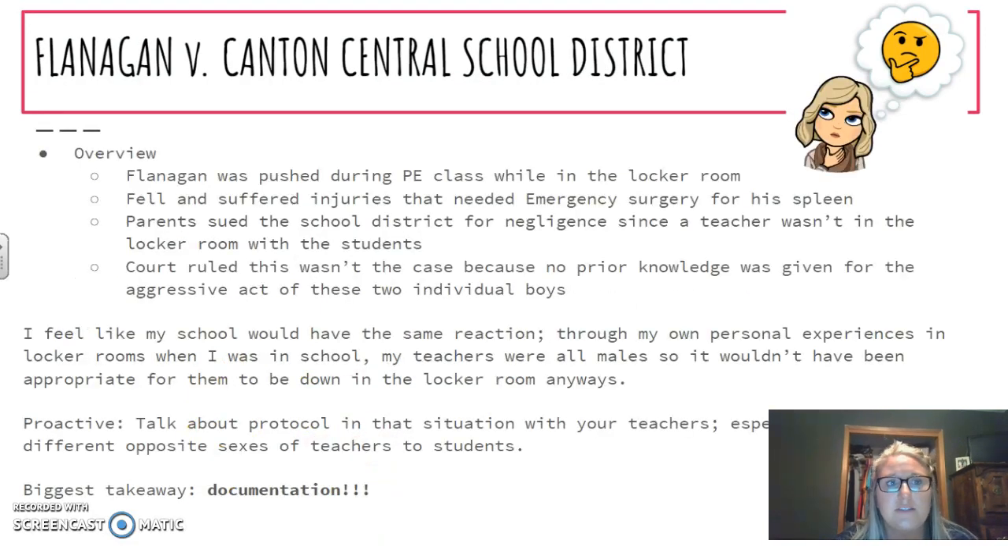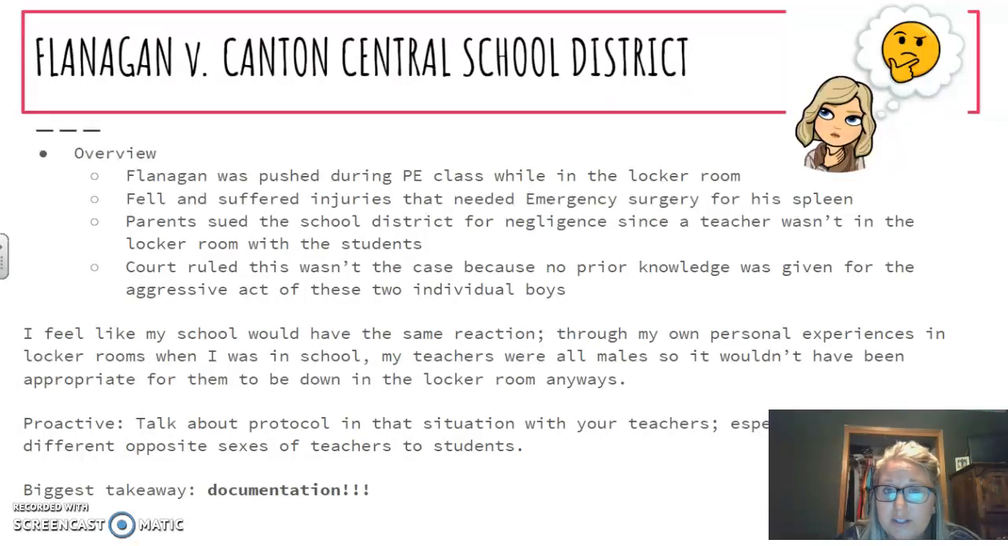And the final one is Flanagan versus Canton Central School District. A student was being pushed during PE class while in the locker room. They fell and suffered injuries that needed emergency surgery for his spleen. The parents sued the school district, saying that the teacher wasn't in the locker room with the student, so that was negligence. But the court ruled this wasn't the case because there was no prior knowledge of the aggressive act.